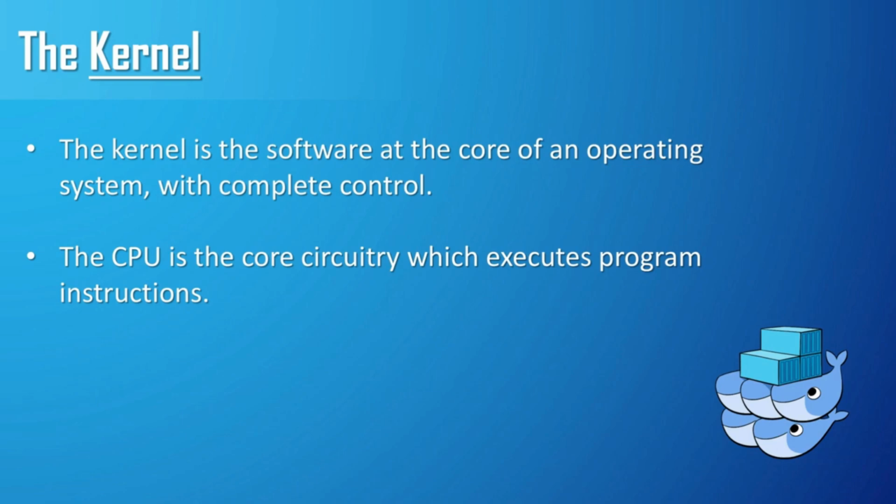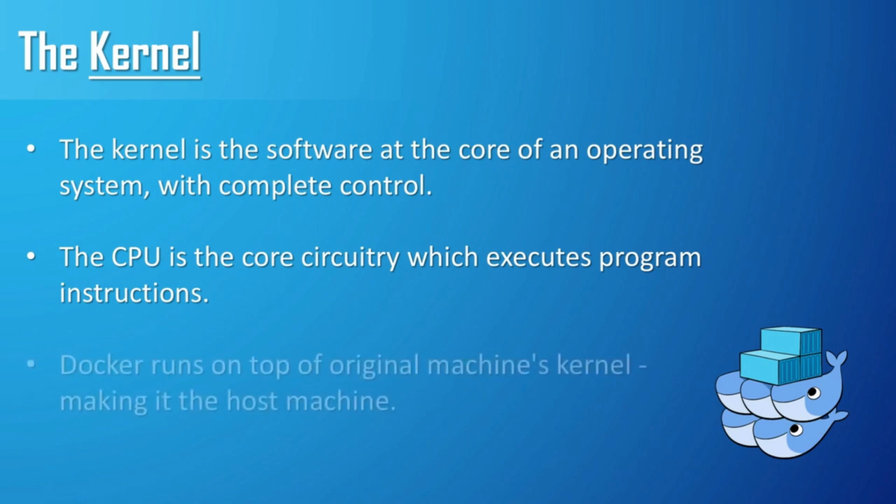So how do Docker and the kernel relate? Docker must run on top of a machine kernel, in order to provide its features. This original kernel is what we call the host machine, and you'll often hear or see the concept of the host machine appear related to Docker. So know that this refers to the original computer, and its kernel where Docker is running.